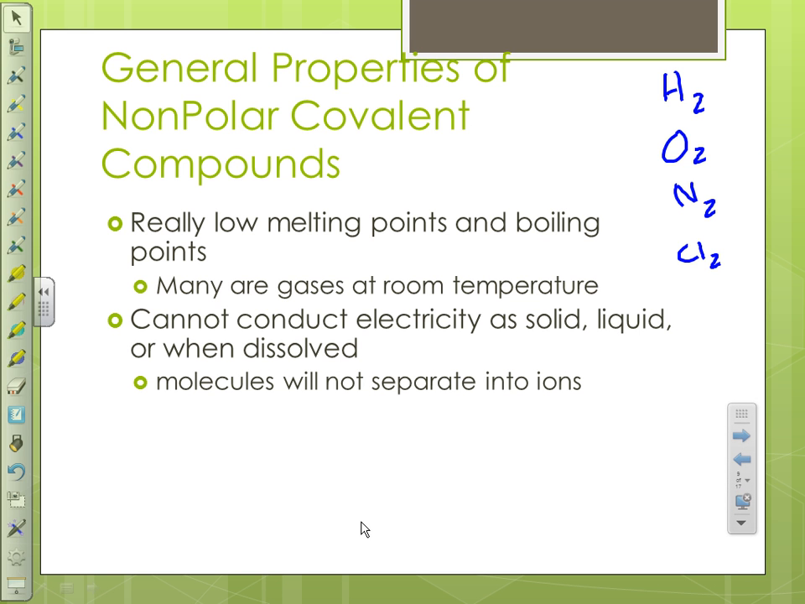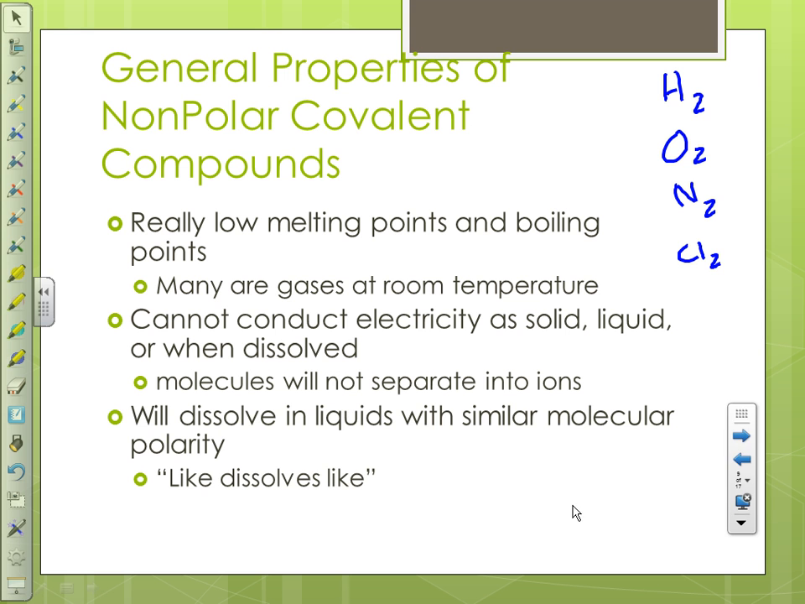Nonpolar molecules won't conduct electricity no matter what you do to them. Whether you dissolve them, whether you turn them into liquid, whether you turn them into gases, they just don't conduct electricity at all. And they will only dissolve in liquids with similar molecular polarity, like dissolves like. You're going to talk about that more when you talk about dissolving in chemistry class. Okay? Good there?